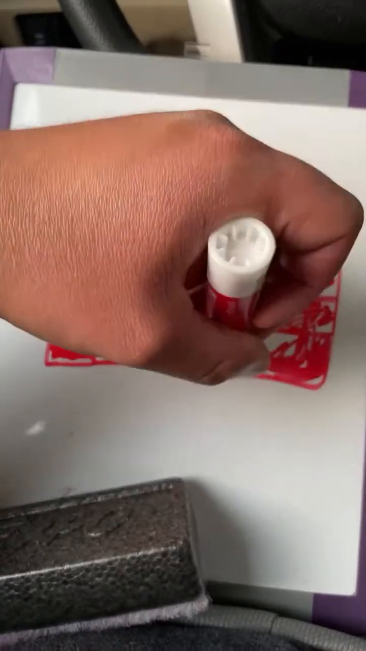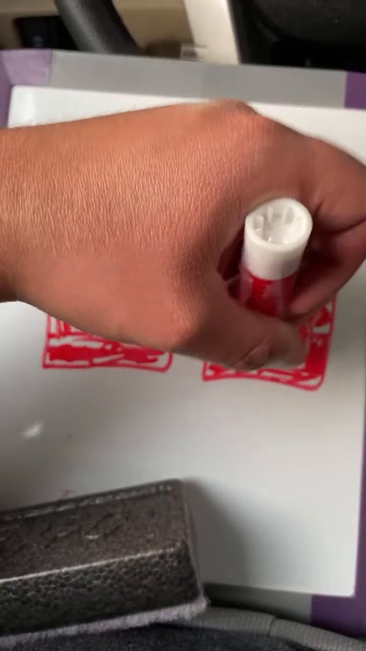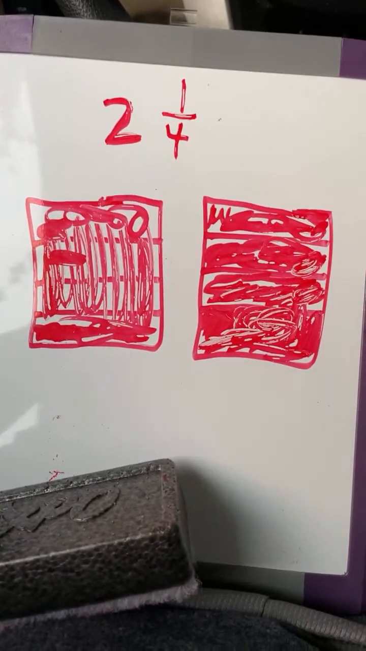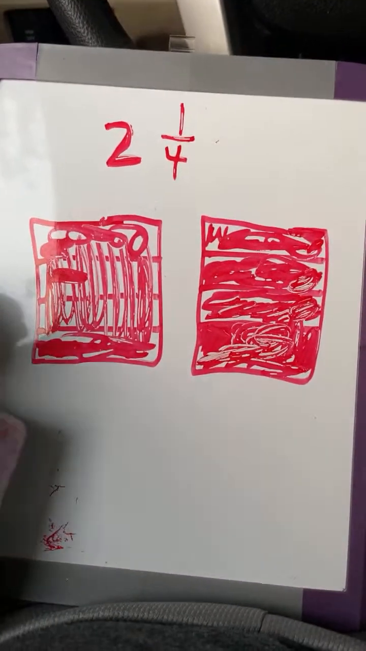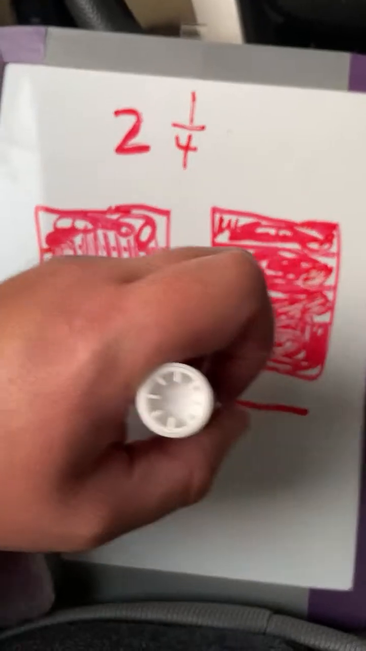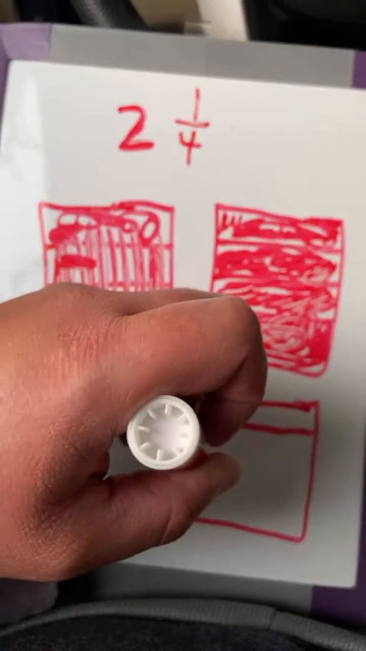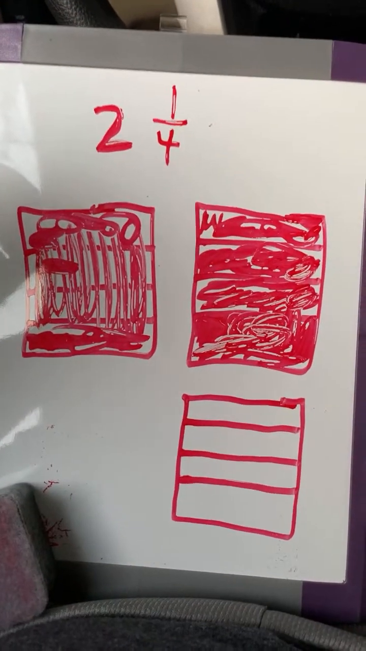I'm going to have 2 squares where 4 out of the 4 parts are shaded. That represents my 2 wholes. Since we have a mixed number 2 1/4, I would have to make a 3rd shape with 4 equal parts. And I would need to shade in one of those 4 parts.